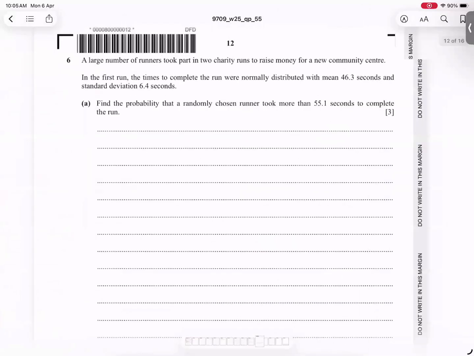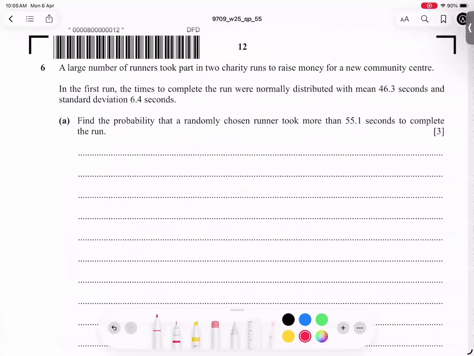Question number 6. We have a large number of runners who took part in 2 charity runs to raise money for a new community center. In the first run, the time to complete the run was normally distributed with a mean of 46.3 and a standard deviation of 6.4. Find the probability that a randomly chosen runner took more than 55.1 seconds.